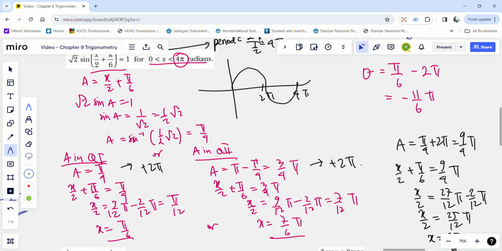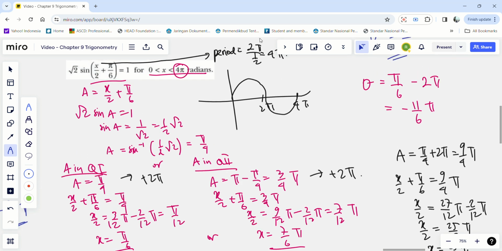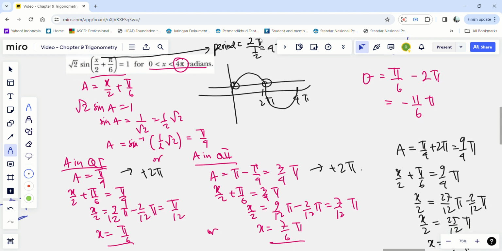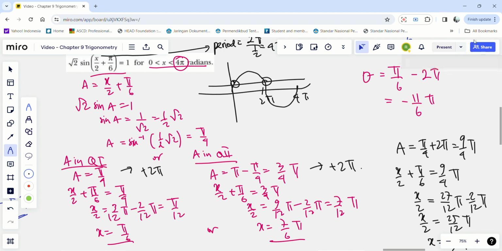Since the period is 4 pi, one cycle, when the question covers one cycle, it's already giving us all the solutions we need. There are two solutions only. That's how you look into it. These are two examples. Hopefully that helps you get the idea of how to solve trigonometry equations better. Thank you.